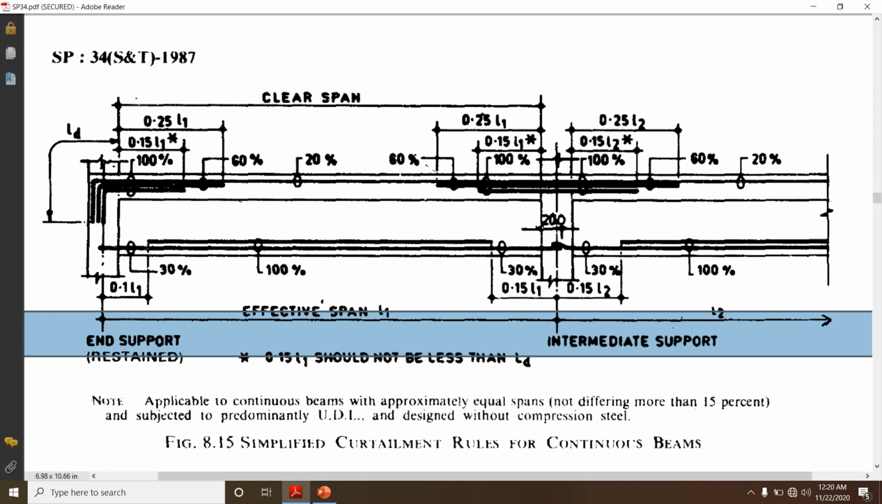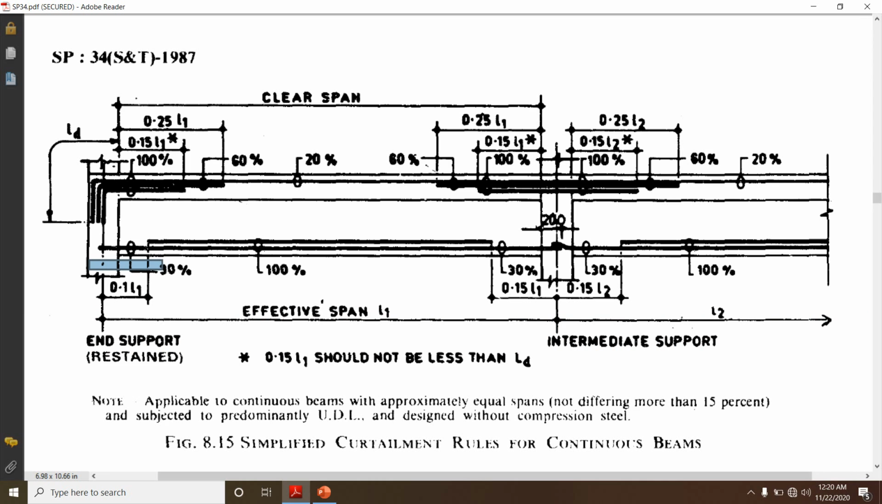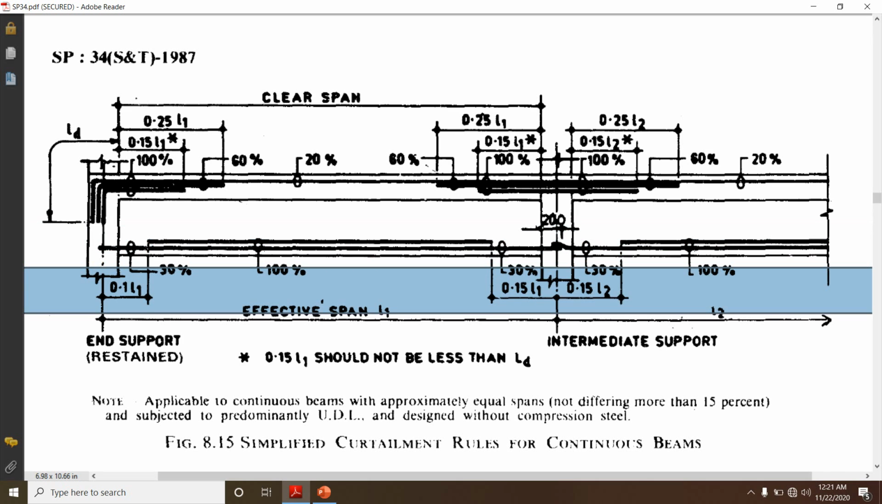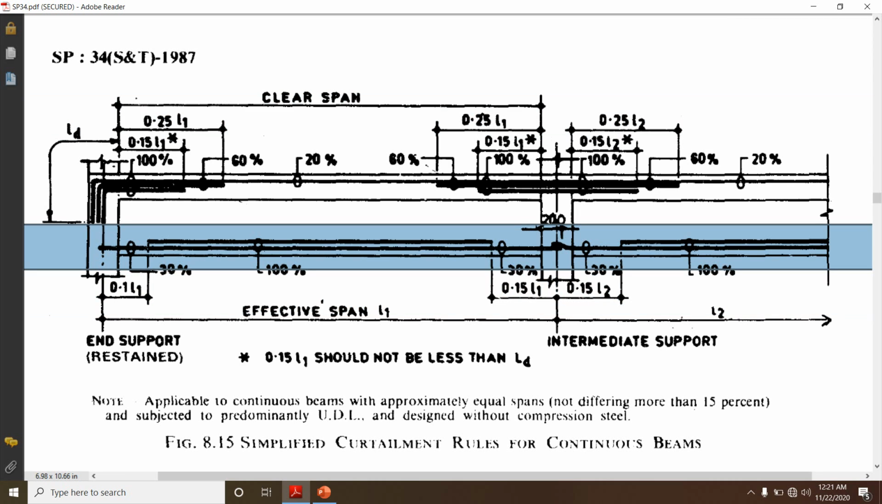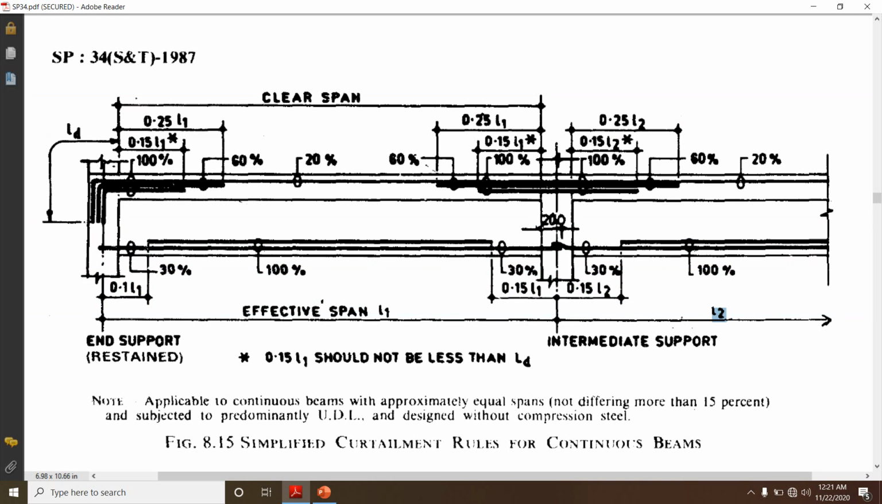From this you can see it is 0.1 times L1, where L1 is nothing but the effective span. From the center of the support to the curtailment, the distance is 0.1 times L1. When you go to the intermediate support, from the center of the support to this curtailed reinforcement, you can have 0.15 times L1. Up to that you can do the cut, after that you can do the curtailment. Similarly, at the intermediate support on the right side, it has to be 0.15 times L2, where L2 is nothing but the second span.